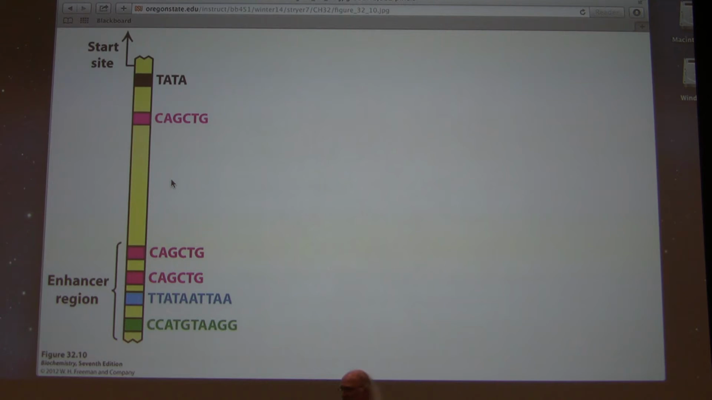This element might be found, let's say, why do they make different proteins? Isn't that inefficient? No, it's very efficient because this enhancer sequence might be found on some other gene that's not needed by skin cells.